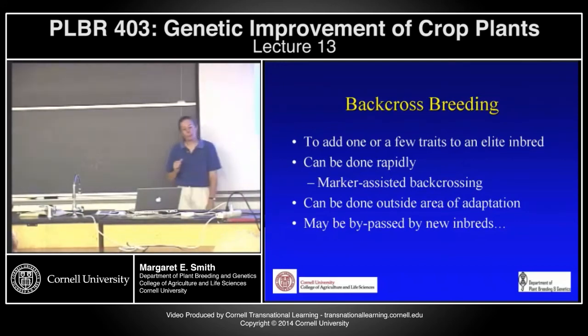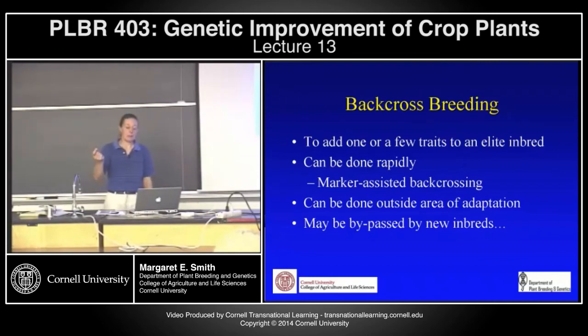Downside to backcross breeding is that your elite inbred that you used after a few years may be bypassed by new inbreds that are better. So by the time you get to the end of the process and you've added, say, a disease resistance gene into this good inbred, you might look at it in your hybrid combinations and say, oh yeah, but the inbred I just developed in my Pedigree program is even better yielding than that.